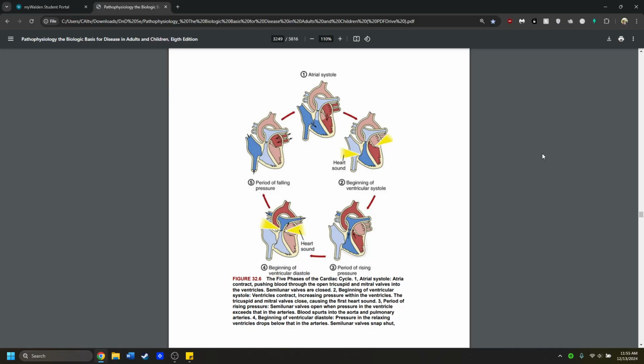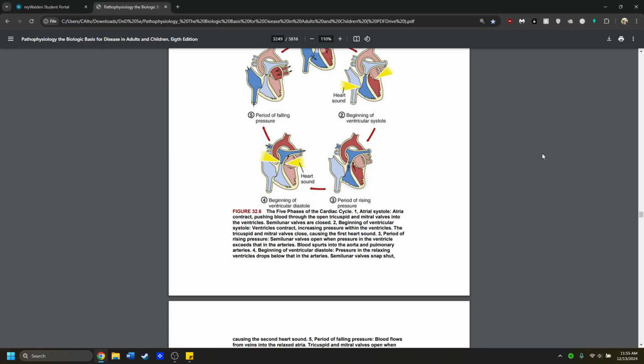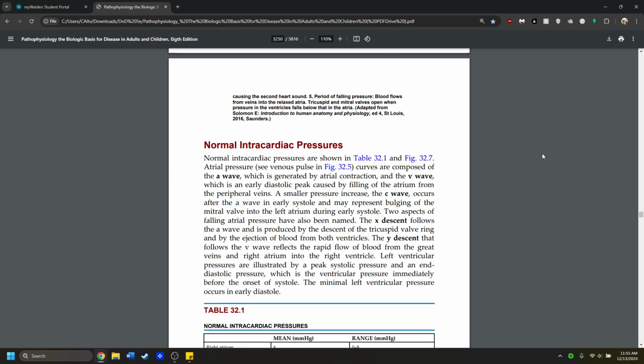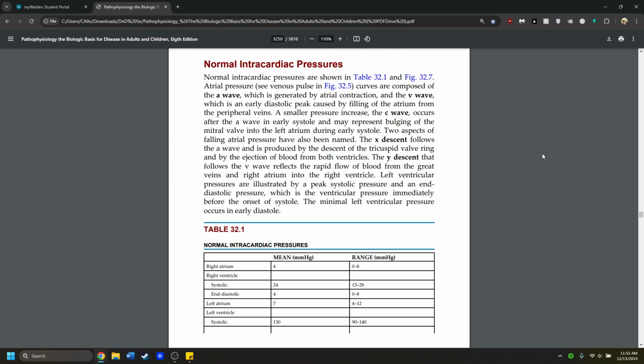Into the atria, and the flow begins again. So then we can talk about normal intracardiac pressures, the pressure within the heart. Normal intracardiac pressures are shown on table 32.1 and 32.7.